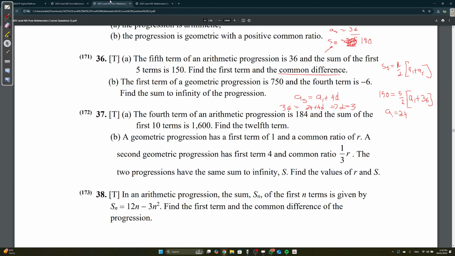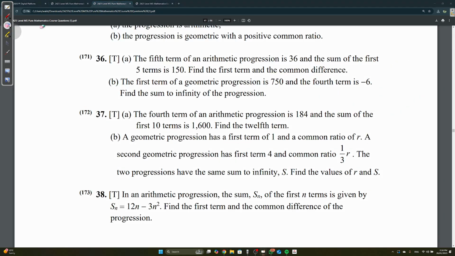a1 is 24, d is equal to 3. Next: the first term of a geometric progression is 750, so g1 is equal to 750, and the fourth term is negative 6. Find the sum to infinity. We know that the sum to infinity is g1 over 1 minus r.